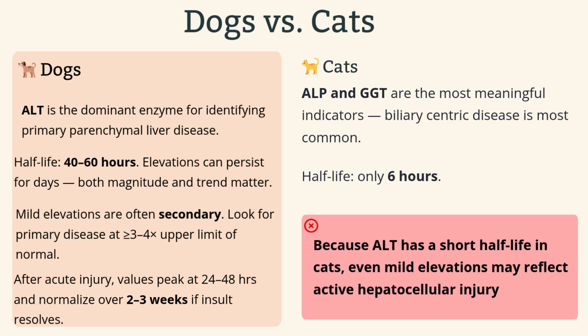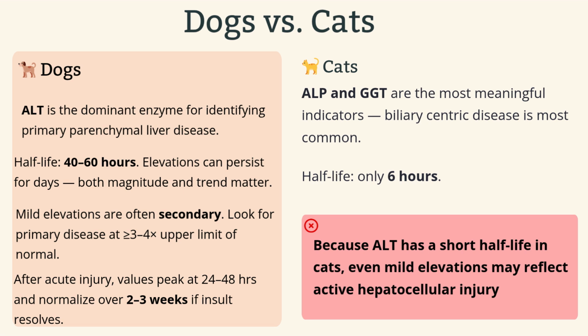So when we're looking at interpreting liver values, we do want to keep in mind whether the patient is a dog or a cat, because they are a little bit different in regards to how you're evaluating their liver enzymes. In dogs, ALT is their dominant enzyme for identifying a primary parenchymal liver disease, versus in cats, they usually get biliary-centered liver diseases when they have primary liver disease. So instead, for cats, ALP and GGT are the most meaningful indicators of primary biliary disease.